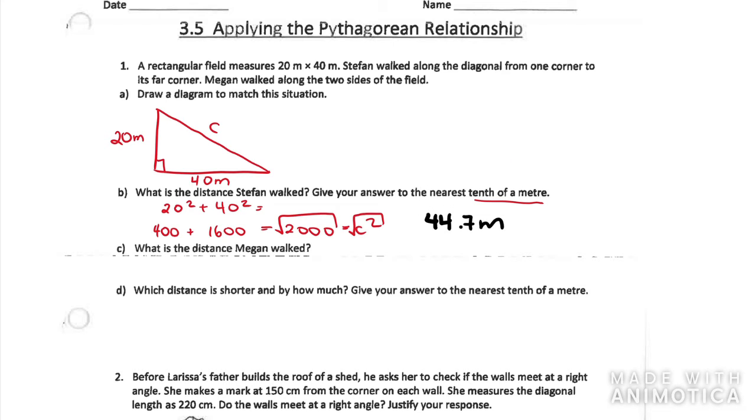What is the distance that Megan walked? Well, Megan walked the outside, so that means if she started here, she walked along here, turned, and then walked up here. So she walked the 40 meters plus 20 meters, which gives us 60 meters.